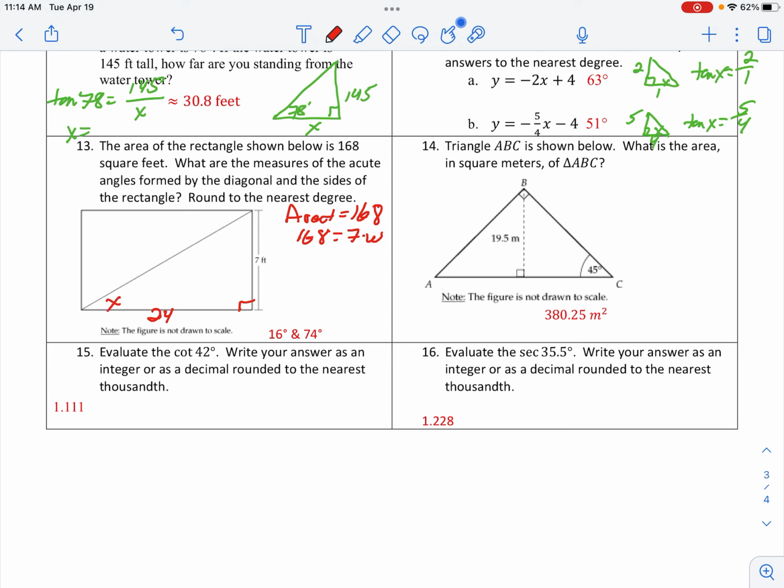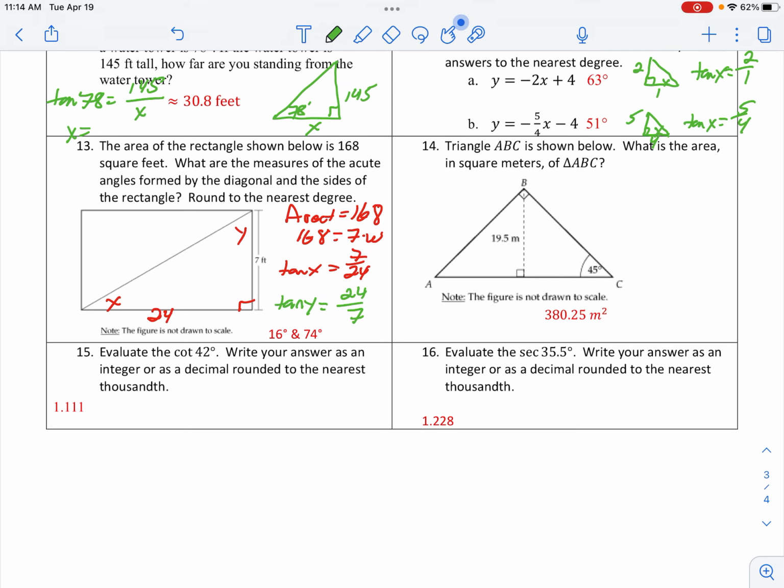Now after that, I want to find those two measures. So I'm just going to use tangents. For x, I'm going to stand at x there and say tangent x is 7 over 24. And for the other one, I go stand at y and say 24 over 7. I do the inverses on both of those, and they both should turn out to be complementary. Yep, 16 there and 74 on the other.